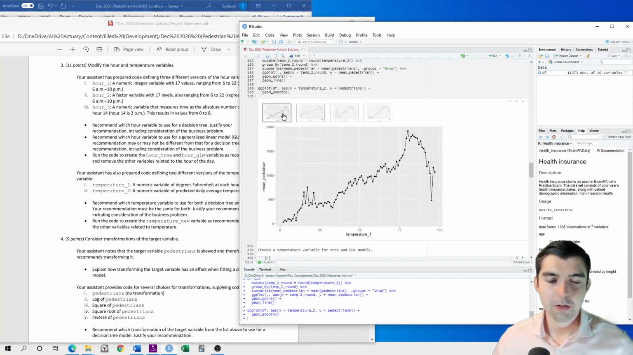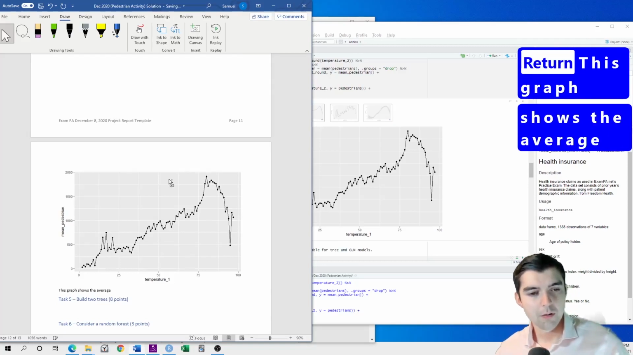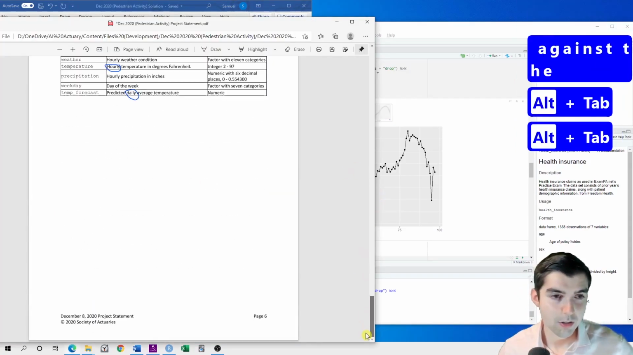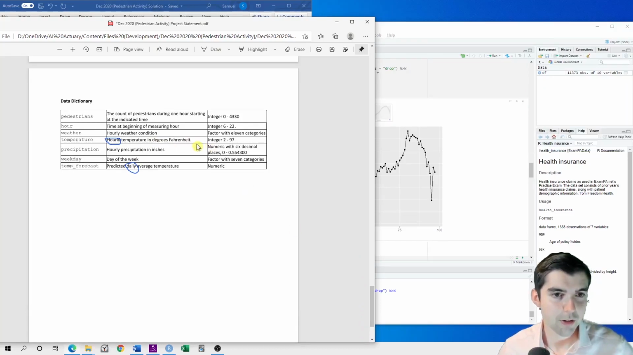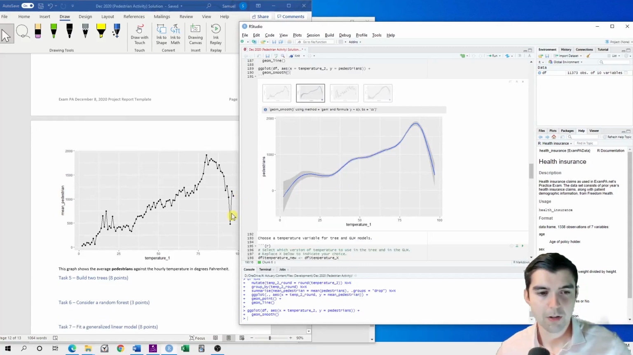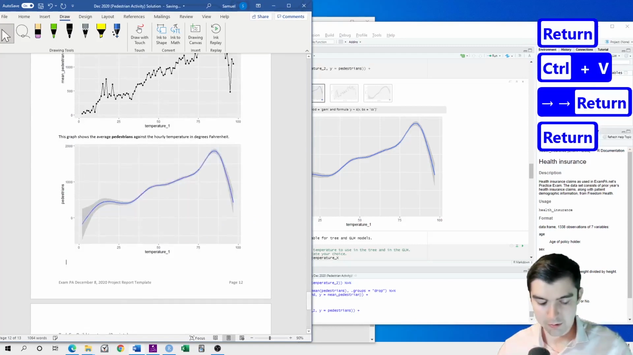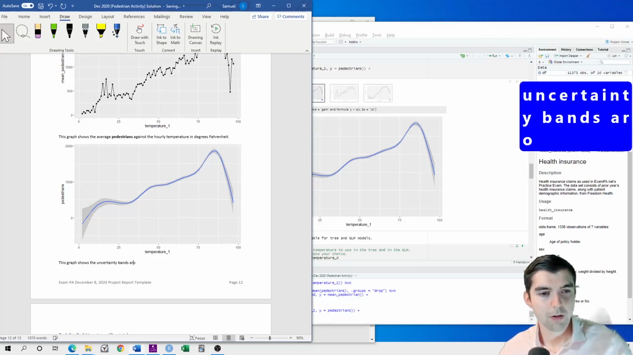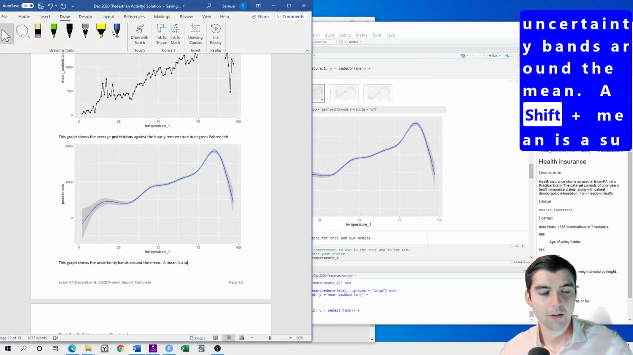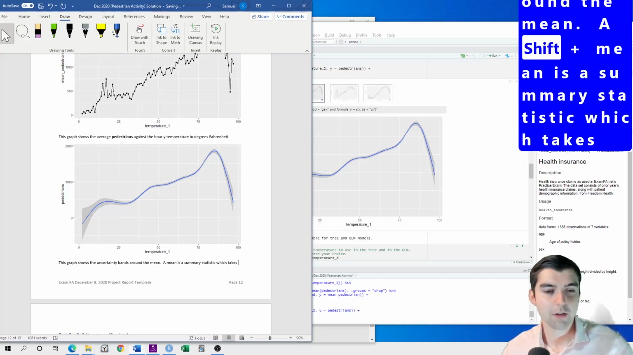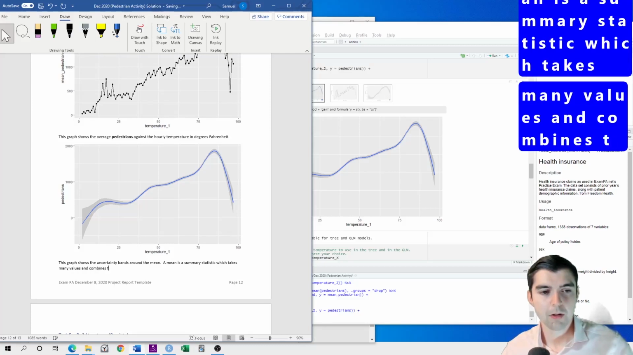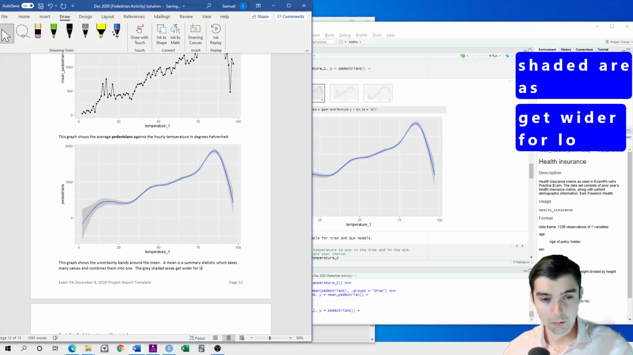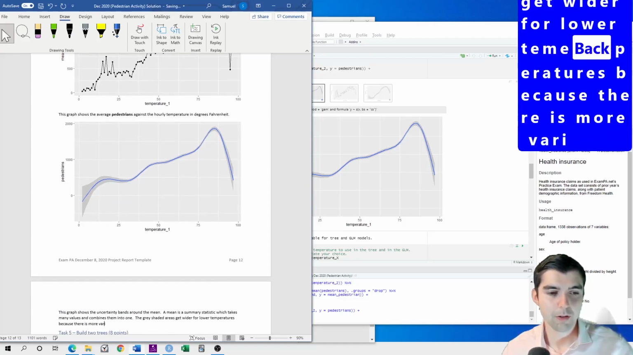Okay, so the first thing to note, this graph shows the average pedestrians against, what is the temperature? Actually, it's the hourly temperature in degrees Fahrenheit. This graph shows the same thing, except it has confidence bands around the average. This graph shows uncertainty bands around the mean. A mean is a summary statistic which takes many values and combines them into one. The gray shaded areas get wider for lower temperatures because there is more variance here.